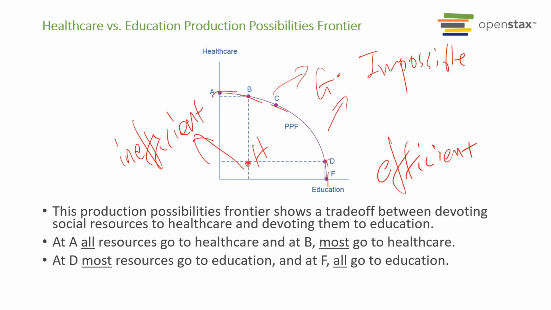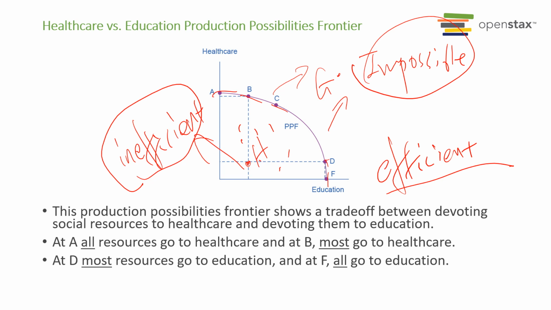Inefficient means that we're not using all the resources, that there are some resources left unused, right? So anywhere on the line is efficient, anywhere outside the line is impossible, and anywhere inside the line, we call them inefficient. Right? So we should know those special characteristics. All right, so the points on the line, A, B, C, D, E, F, show you how the economy moves given our resources while still being efficient, using all the resources we have to produce different combinations.